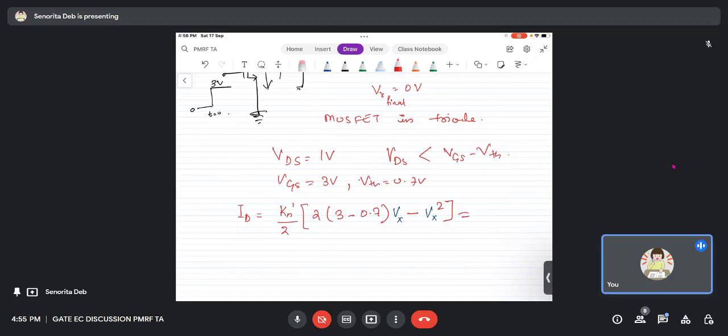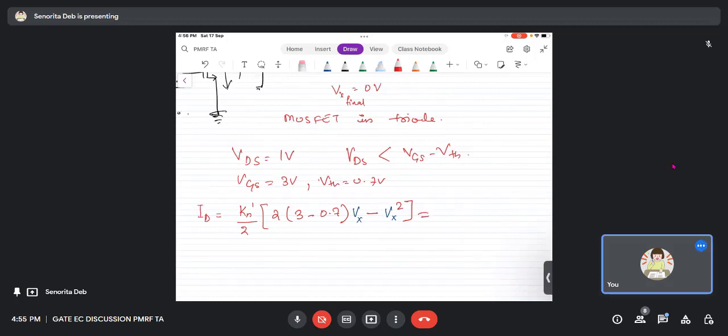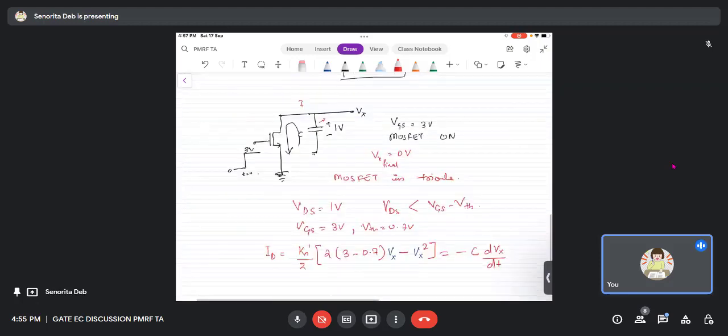This will be equal to minus C dVx by dt. Is this clear? Because this is a capacitor, right? And I'm taking the current across the capacitor. The direction of ID is this, the positive direction. So the capacitor current will be in this direction from the capacitor, and therefore there is a negative sign. Because actually from the sign of the voltage, it should be this side, right? So this is minus C dVx by dt. Is this clear? The negative sign?